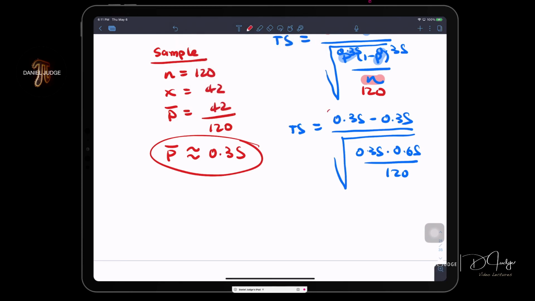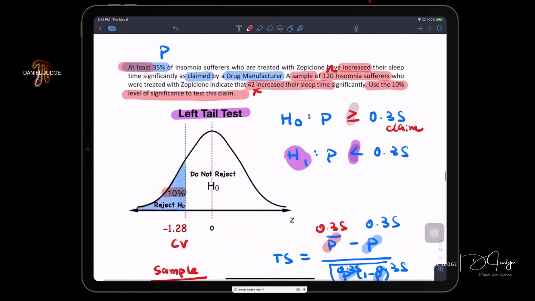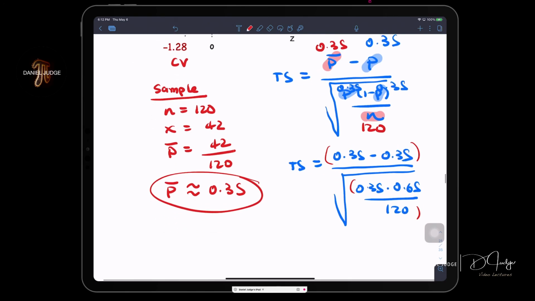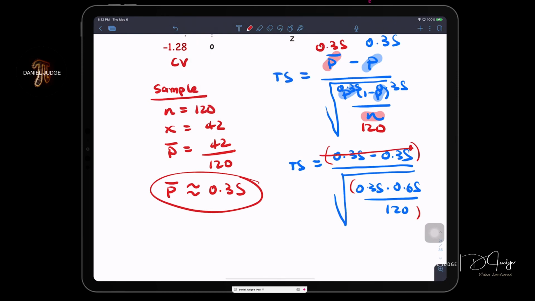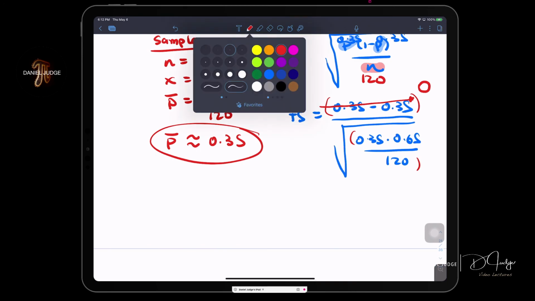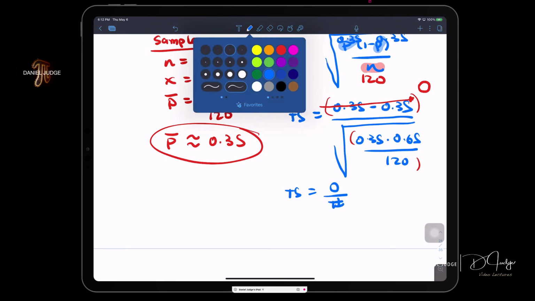Now, I'm going to tell you guys a little something. This is interesting here. The true proportion is 35%. That's P. The sample proportion was 35%. If anybody knows, what's the difference here? The numerator, 35% minus 35%, is 0. 0 divided by any number is 0.